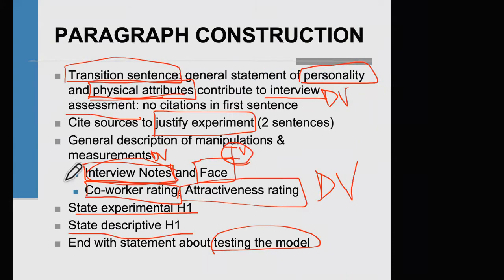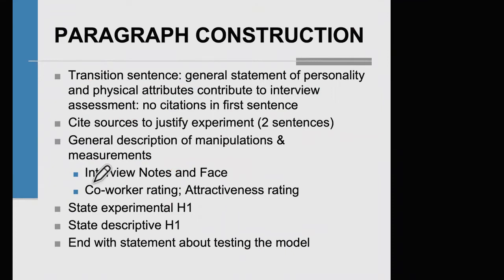And what is an interaction? If we revert back to the slides, notice that whenever we have independent variables, sometimes there could be an interaction between independent variable number 1 and independent variable number 2. That again can also be a hypothesis. Let's consider this possible interaction. Think about independent variable number 1, which is interview notes, and the second independent variable, the face that was presented to the raters.